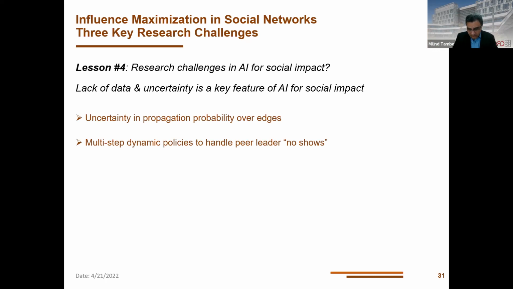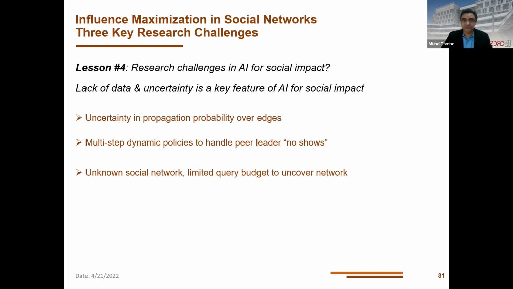Second, we call influencers, and these are youth under difficult circumstances. One of them, when you call them, may get arrested on their way to the homeless shelter. One may choose to have run away and send their friend instead. So we need a multi-step dynamic policy to come up with backup plans when youth peer leaders don't show up. And finally, the social network, which is assumed to be known in many of the previous problem formulations, is itself unknown.